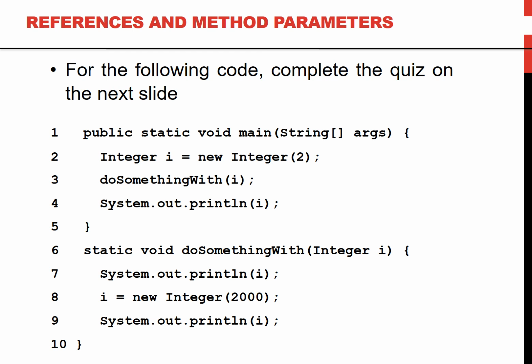So inside doSomething, printing i will now show 2000. However, when control of the program returns to the main method, printing i on line 4 should still show the number 2, because Java is pass by value, meaning the original i remains unchanged.